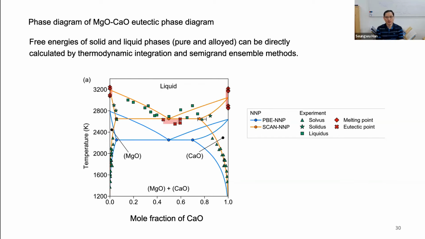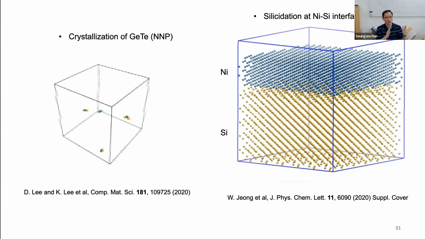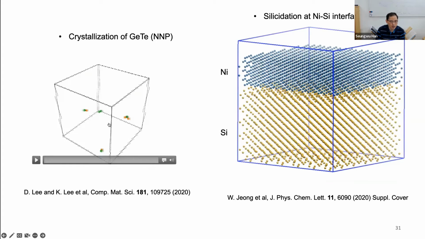Okay, and this is another demonstration. We are still using the machine learned potential. This is crystallization of germanium telluride. This is the famous phase change material. It very rapidly changes the phase from amorphous to crystal. And here, this is a simulation of the crystallization process. And there are empty parts. This is not really empty, but they represent the amorphous region.